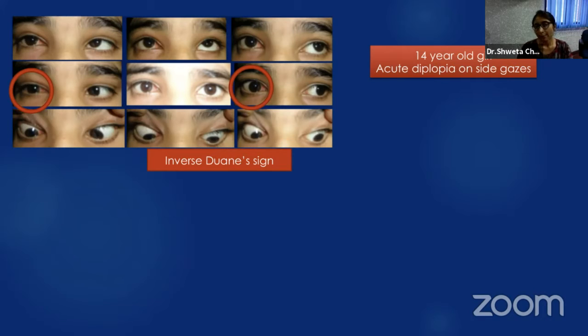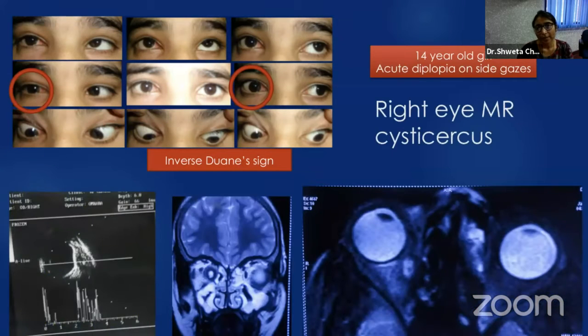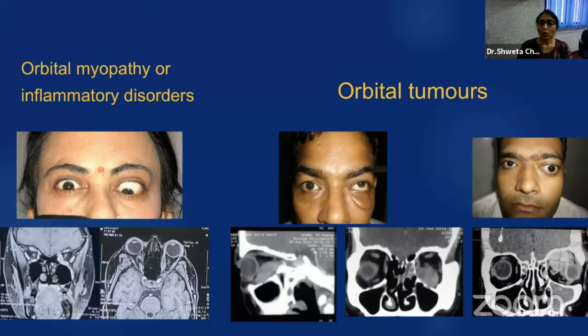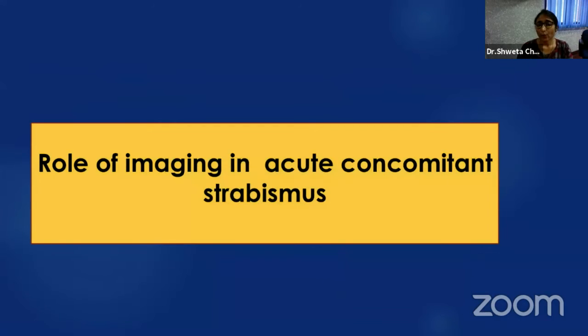So we suspected a restrictive pathology, and imaging was done, and it revealed a right eye medial rectus cysticercus, and the patient was managed accordingly. So imaging can also help in knowing the orbital pathologies like thyroid and other inflammatory disorders, orbital tumors, etc. The role of imaging in acute concomitant strabismus.